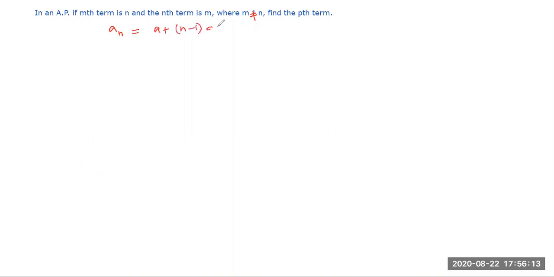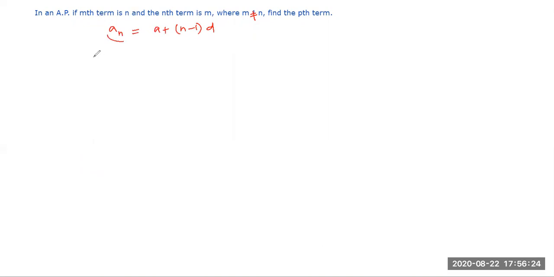Having done this, students, there are the sums. The first sum is: in an AP, the mth term is n. Now we know that the nth term of an AP is given by an is equal to a plus n minus 1 into d, where d is the common difference, a is the first term, and an is the nth term. So it says the mth term is n.